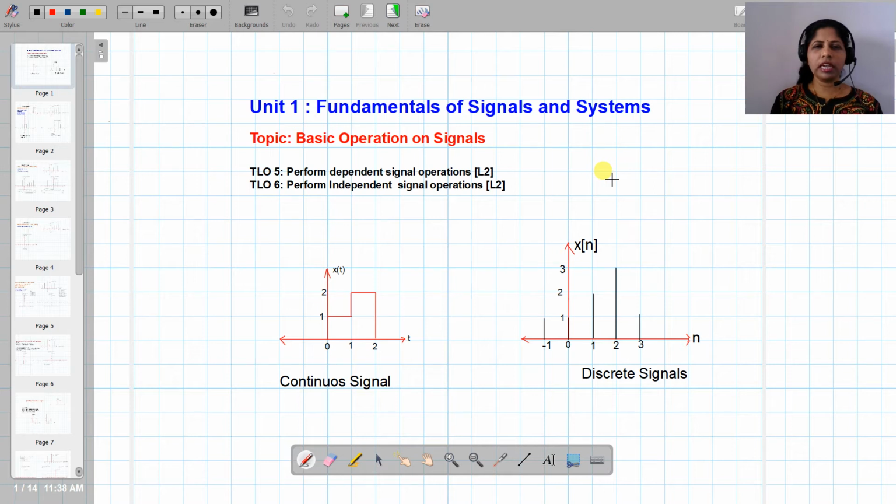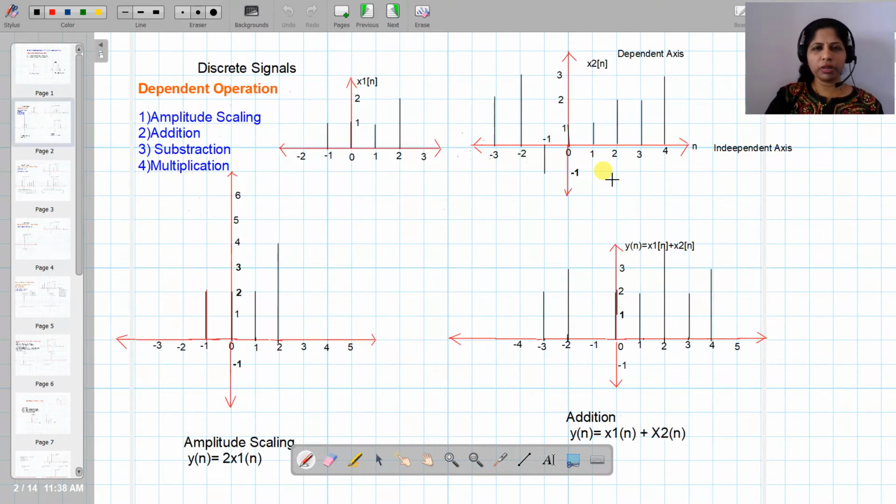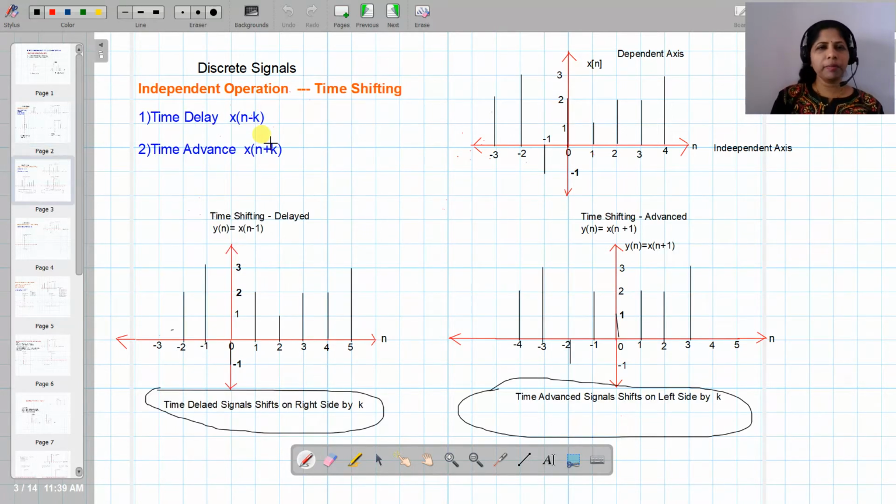Already we see there are two types of operations, dependent and independent operations. Dependent operations are performed on the y-axis, on the amplitude or strength of the signal. There are different types of dependent operations: amplitude scaling, addition, subtraction, multiplication. Independent operations are performed on the x-axis. There are three types of independent operations: time shifting, time scaling, time folding. Already we completed time shifting.